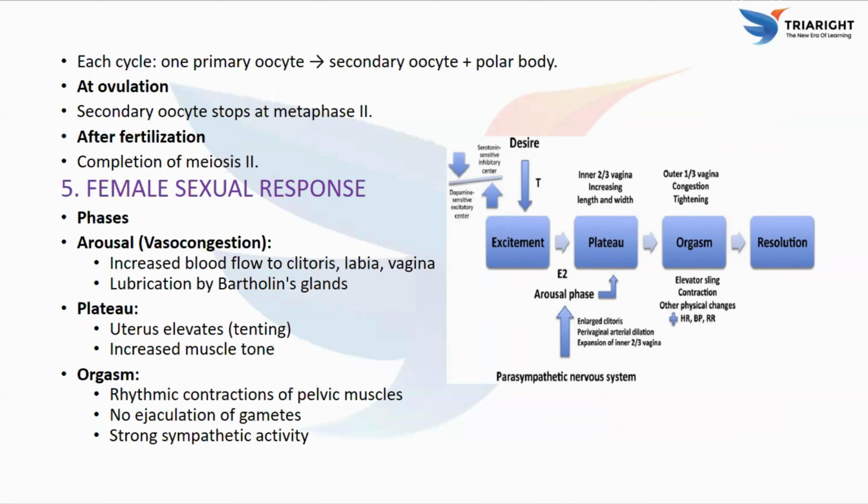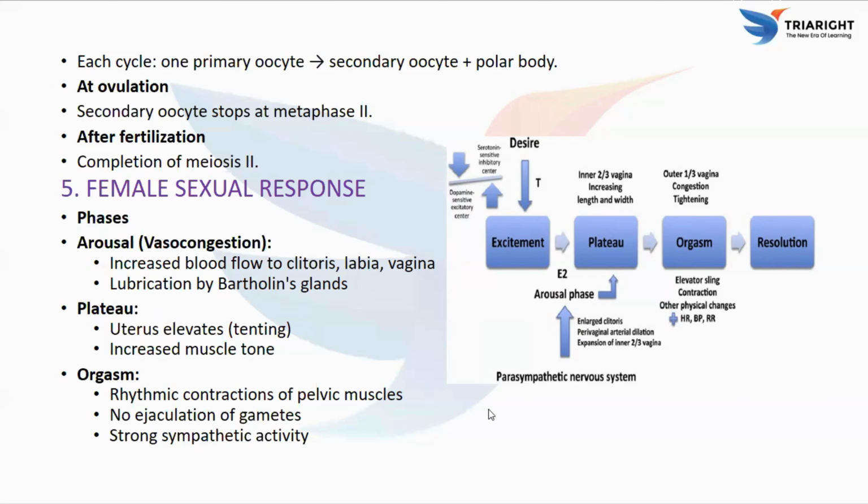So next is female sexual response. What is female sexual response? The female sexual response has phases that occur in order. The first is desire, second is excitement or arousal, third is plateau, fourth is orgasm, and fifth is resolution. These changes are controlled by the hormones and the nervous system.